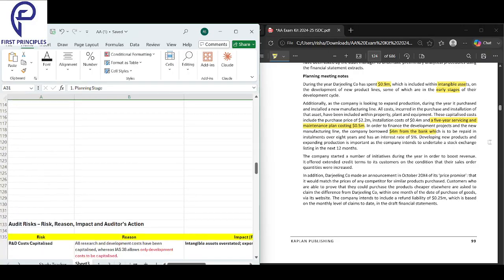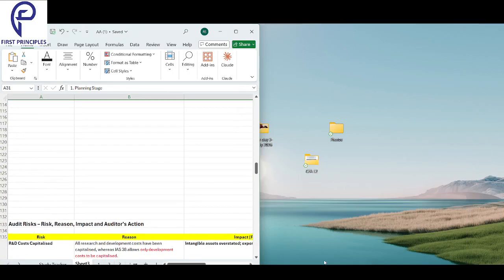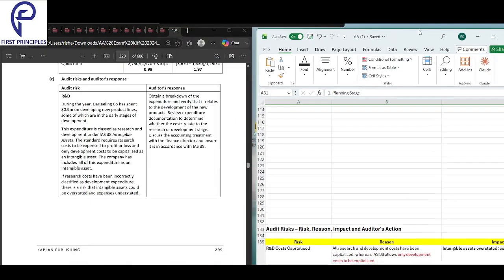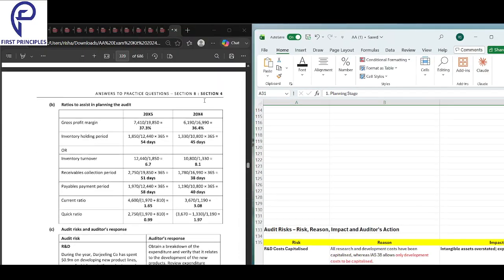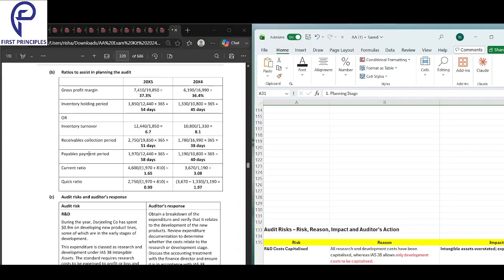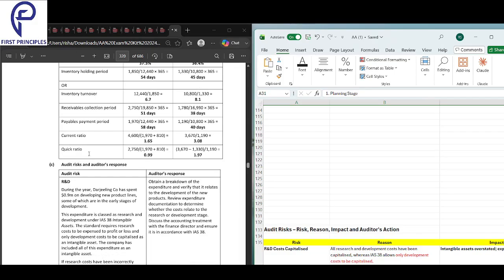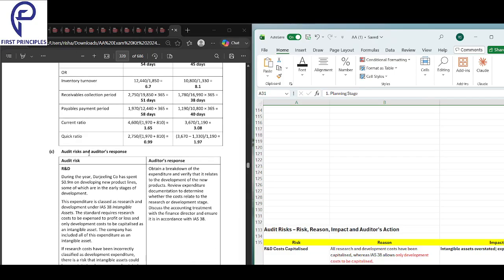Then we looked into the ratios, which gave us a very good understanding. We understood gross profit margin, which is gross profit by revenue. Inventory holding period is inventory by COGS into 365. Inventory turnover is your COGS divided by inventory balance. Receivables collection period is receivables by revenue into 365. Payables period is payables by COGS into 365, or by purchases into 365, whichever is given in the question. Current ratio is current assets by current liabilities. Quick ratio is the same, but from current assets we remove inventory.